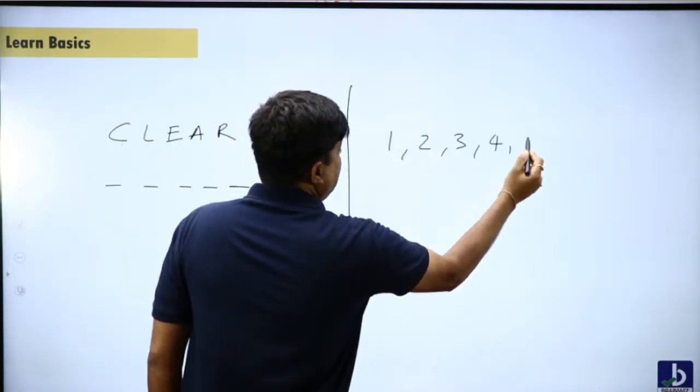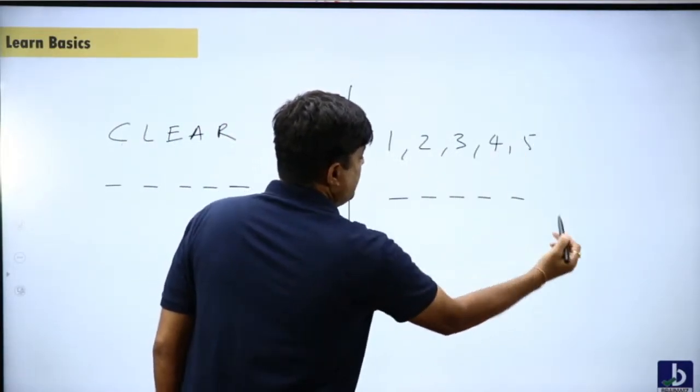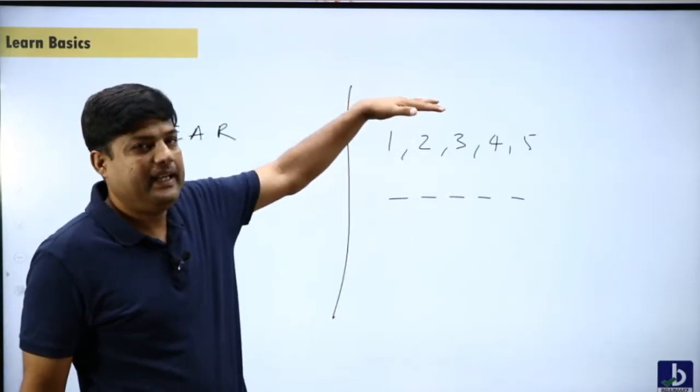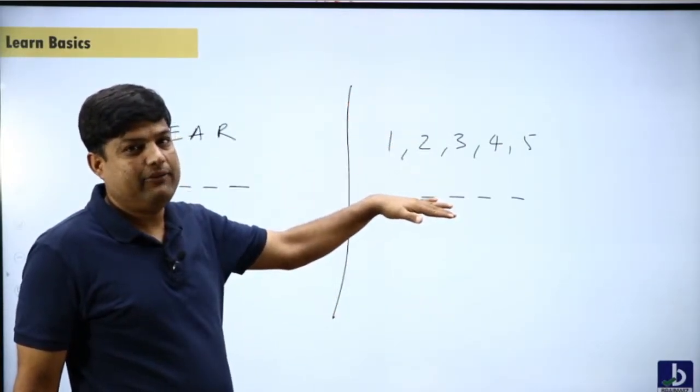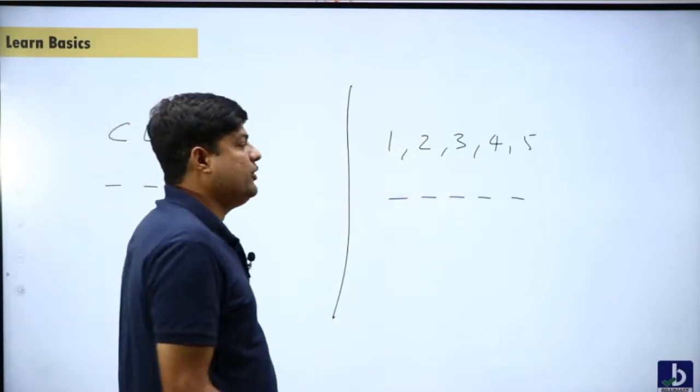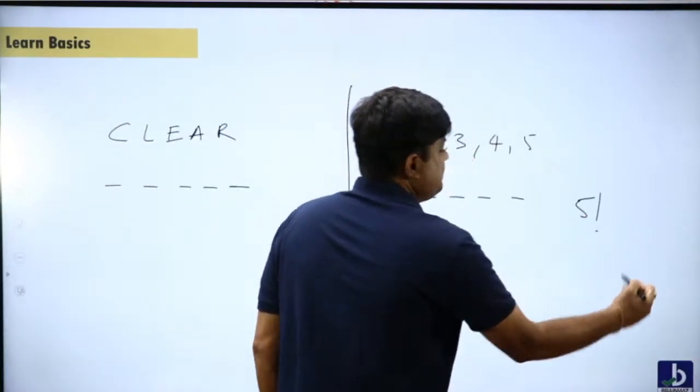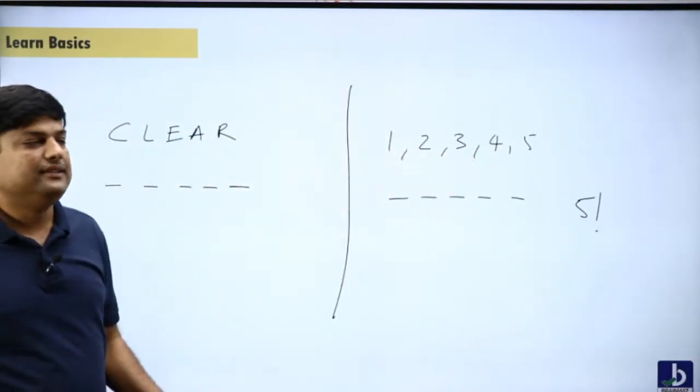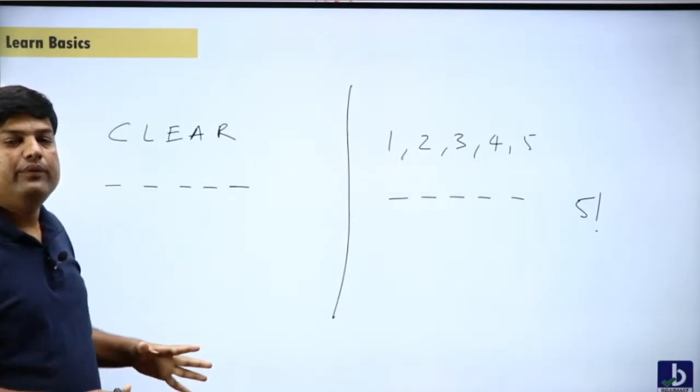How many 5-digit numbers can be formed? What do you say here? How many people are standing? 5 people. How many places are there? 5. So 5 people, 5 places. What do you call it, everybody? 5 factorial. In the same fashion, we are not doing anything new here. We are doing the same thing.